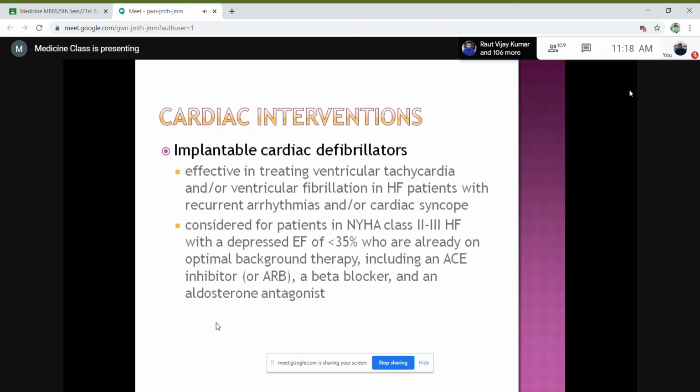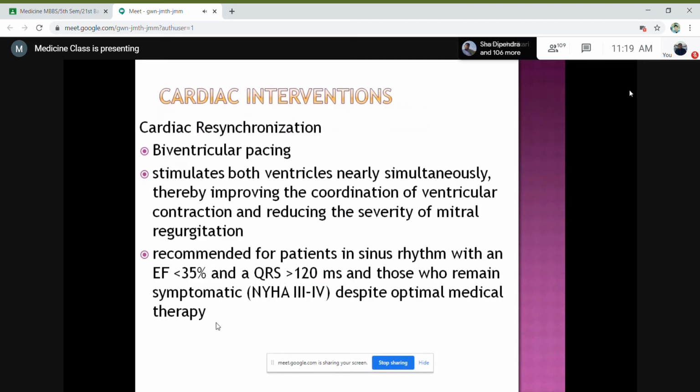Okay, so it is also considered for the patient with NYHA functional class 2 to 3 with depressed ejection fraction who are already on background therapy, including ACE inhibitor, beta blockers, and aldosterone antagonists. Okay, so if the patient has depressed ejection fraction, if the patient is in NYHA functional class 2 to 3, even with standard medical therapy for heart failure, then this may be the indication for ICD.